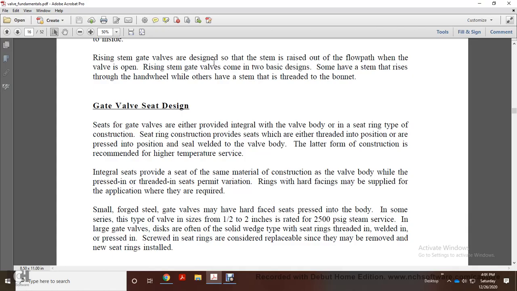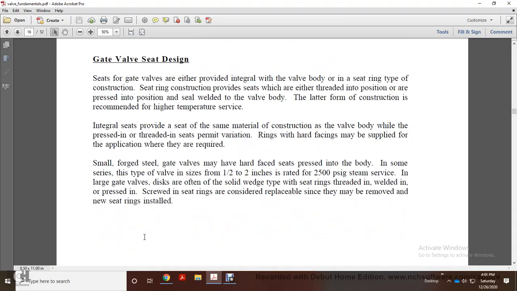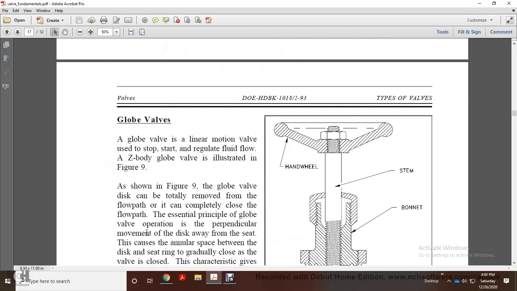Alright, your small forged steel gate valve may be hard faced, seated and pressed into the body. Some of these valves are in the size range between 1/2 to 2 inches, rated at 2,500 psi gauge steam service. The large gate valve discs are often a solid wedge type, with the seating rings threaded in, welded in, or pressed in. Screwed in seat rings are considerably more replaceable, since they may be removed or new seats installed.